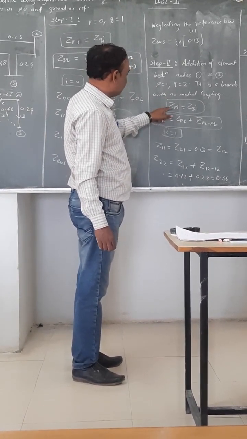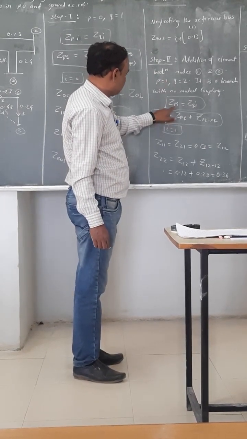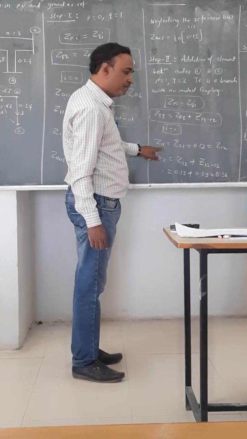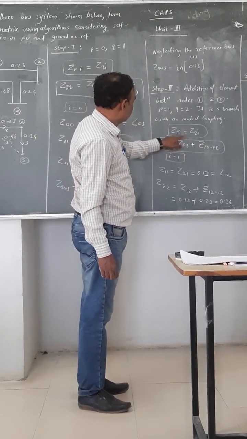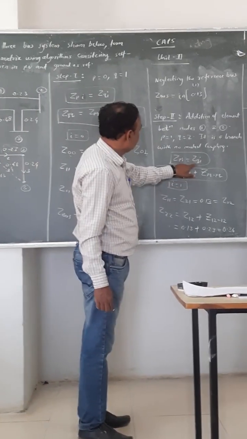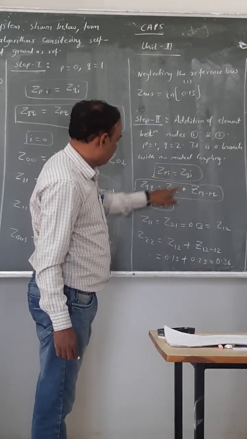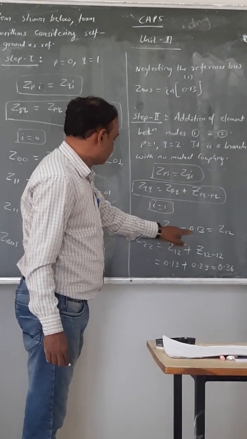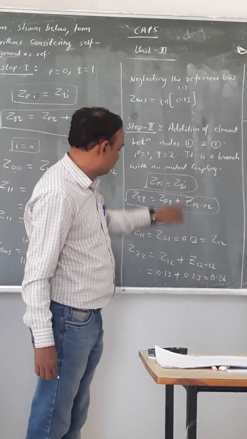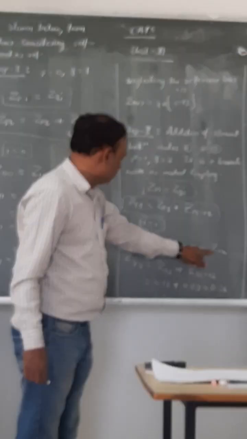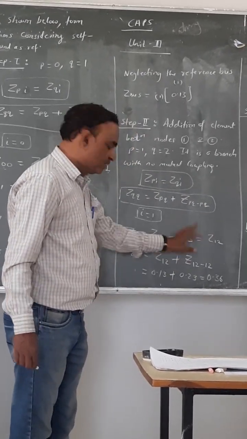So first of all use this formula. What is the value of P? 1. What is the value of I? 1. Z PI equal to ZQI. What is the value of Q? 2. I equal to 1. So what is the value of Z11? We already have calculated 0.13. Then we can write Z21 is equal to Z12. This value will remain the same.